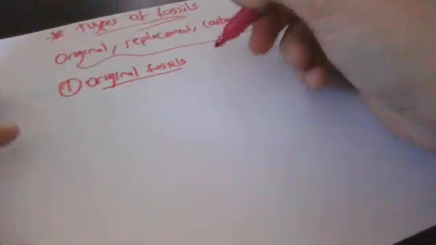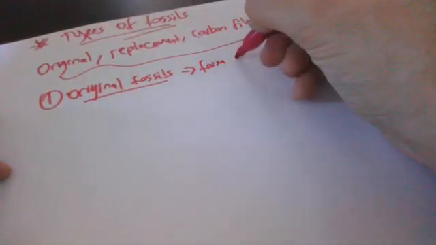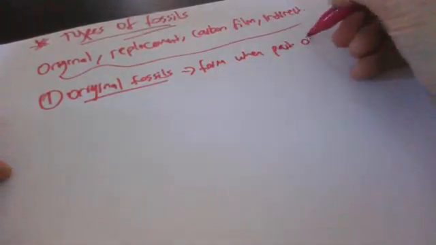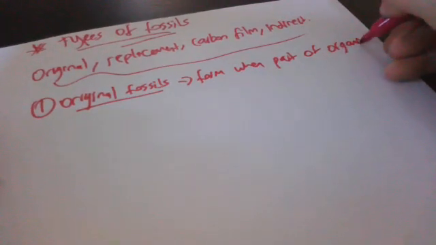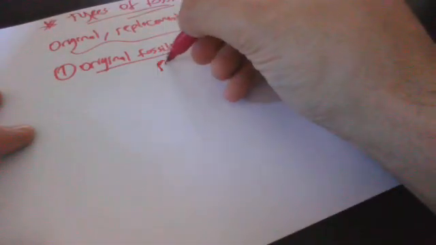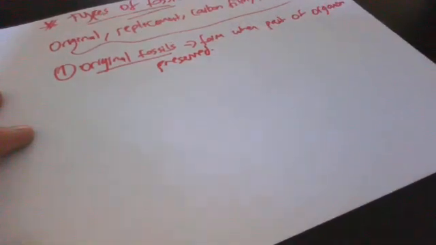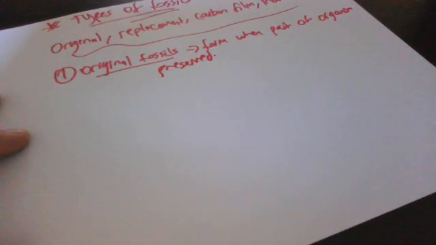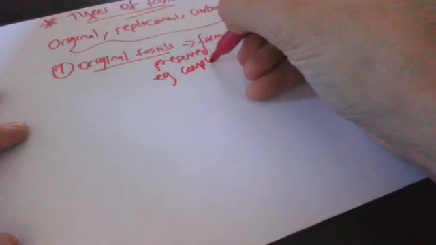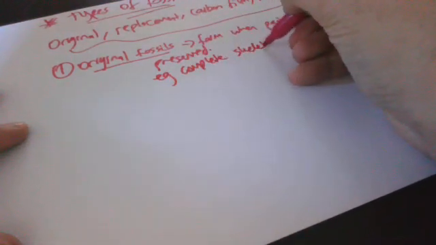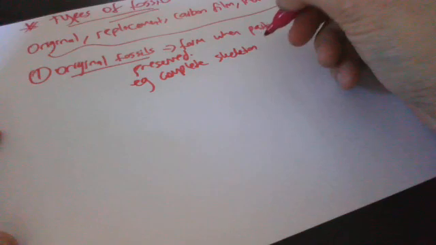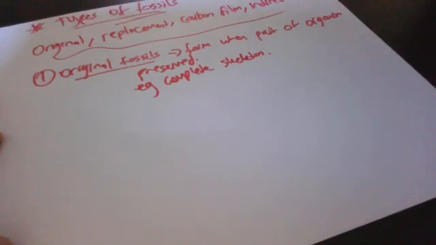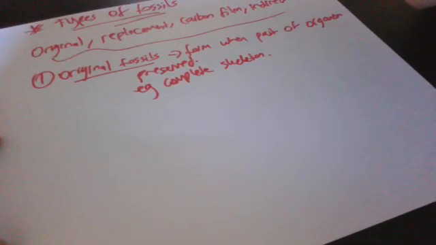Let me begin with original fossils. Okay, these basically form when part of the organism is preserved, with almost the same chemical composition as when it was alive. Okay, here's an example: a complete skeleton of a critter, of an organism. Could be an insect, could be anything.